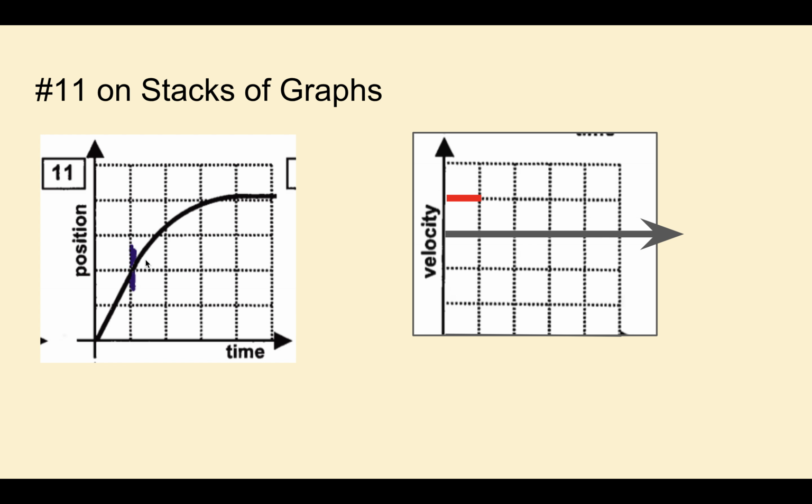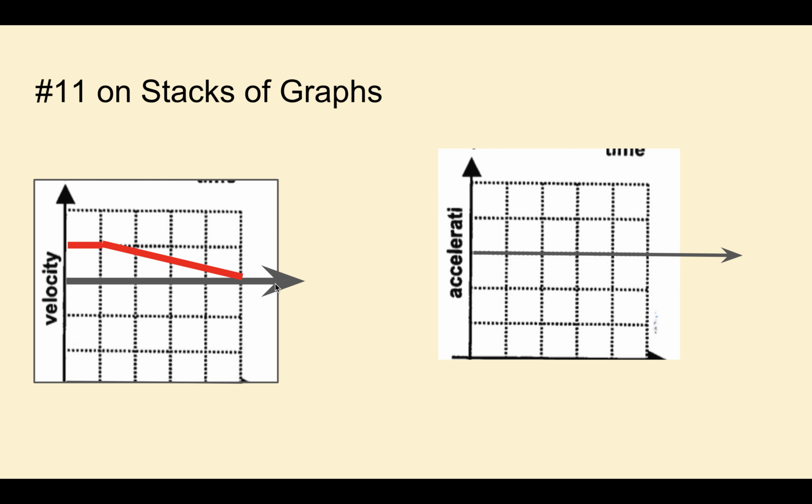Okay, now let's look at the second one, this section right here. If we take that pencil test and we look at the slope as time goes on, we can see that it's getting less and less steep. It's still positive, but it's showing me that the object is slowing down. So I'm going to start where I finished, and I'm going to have an object that's slowing down to zero. So that's number 11 on the stacks, and that's pretty much taking you through position to velocity.